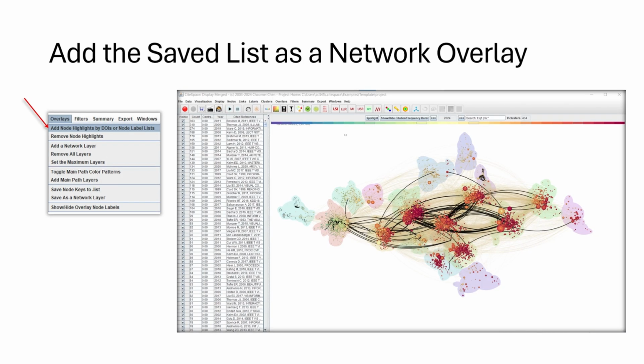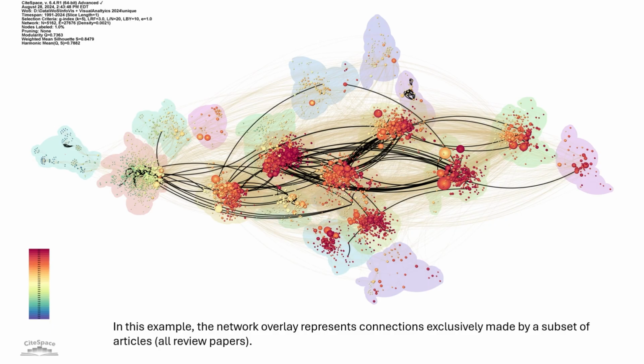Now create a new project with the primary dataset in CiteSpace. Once the network is visualized, use the Overlays menu and select Add Node Highlights by DOIs or Node Label Lists. The file we just saved from the overlay subset is a node label list file. Find the list file and select the file. All the lines in black belong to the newly added network overlay.